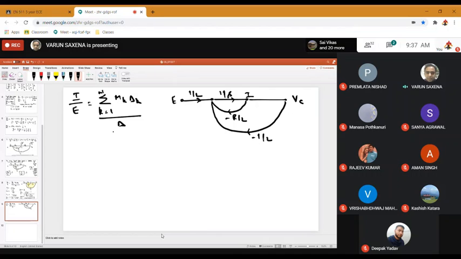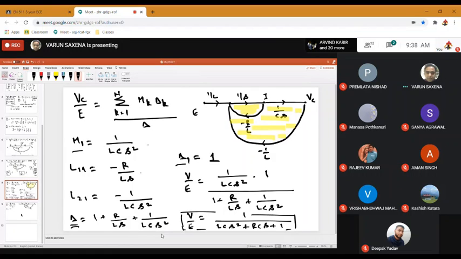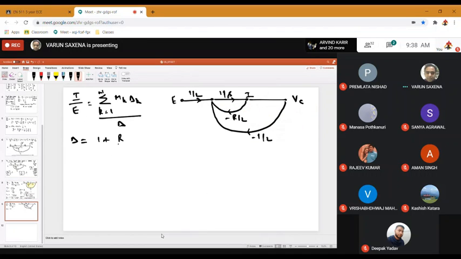Now, of course, because the signal flow graph is the same, the delta will obviously be the same. So the delta is again 1 plus R by Ls plus 1 over LCs square. So delta will be the same because the signal flow graph is the same.